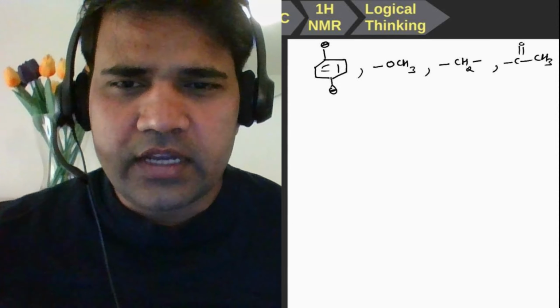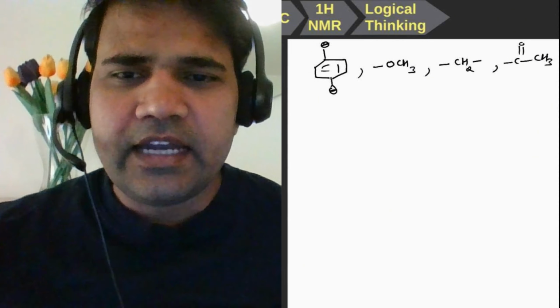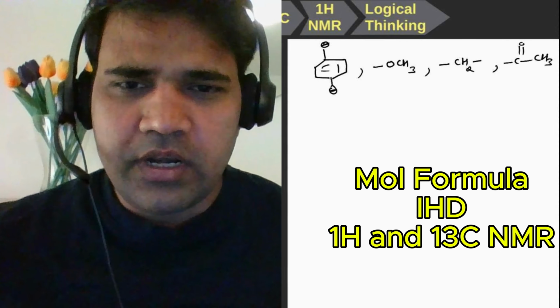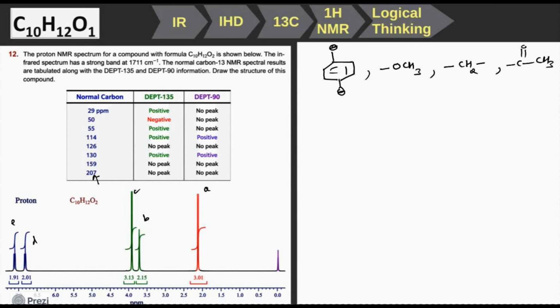This step requires careful logical thinking, and we must consider all the possible structures and identify the one that is fully consistent with the molecular formula, index of hydrogen deficiency, and all the spectral data. So let's do it together. Let's see all the possible structures for this compound. The first one could be like this: OCH3 is here, and then this CH2 is here, which is connected to the keto, and then CH3. This is the only possible structure.